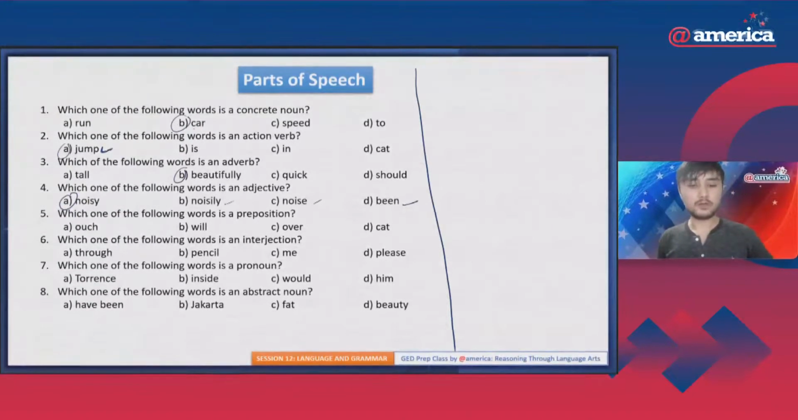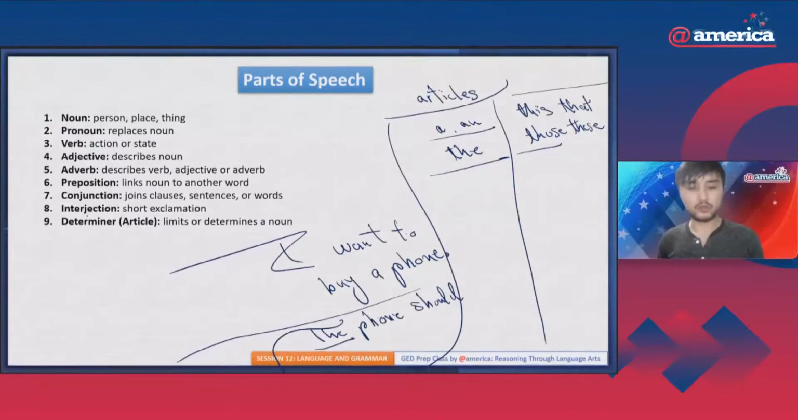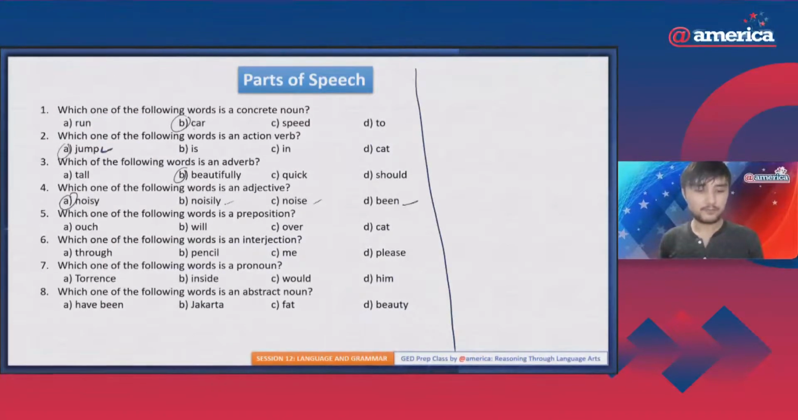Number 5: which of the following words is a preposition? We said that prepositions are used to join or link the noun of a sentence with another word in the sentence. Now, let's go through them. "Ouch" sounds like an interjection, so nope, not A. "Will," we know that will is a helping verb or auxiliary verb, and we use it for future tenses. Also, "will" means the determination of will. It's also a noun, but it's not a preposition.